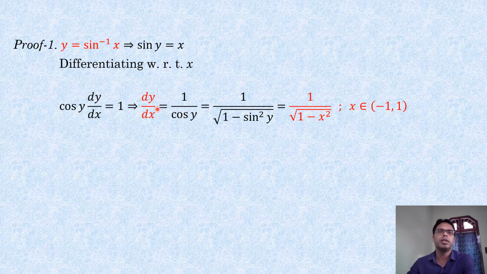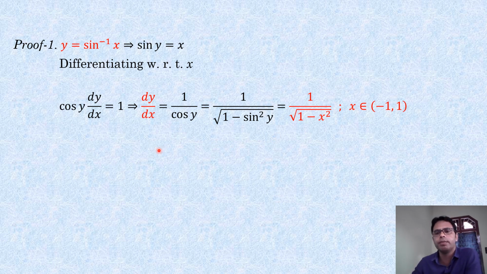This is the result, but this y should be replaced by x, and cos y is nothing but root over 1 minus sine square y. You know this one. Then it is equal to 1 by root over 1 minus x square, since sine y is x. That is the derivative: dy dx is equal to 1 by root over 1 minus x square, and x belongs to minus 1 to 1. Okay, so this is the derivative of sine inverse x.